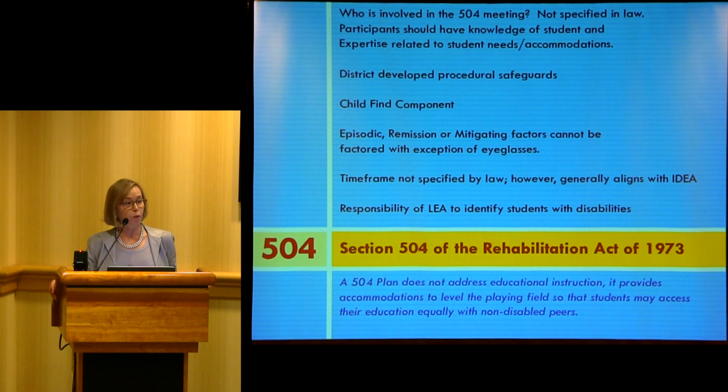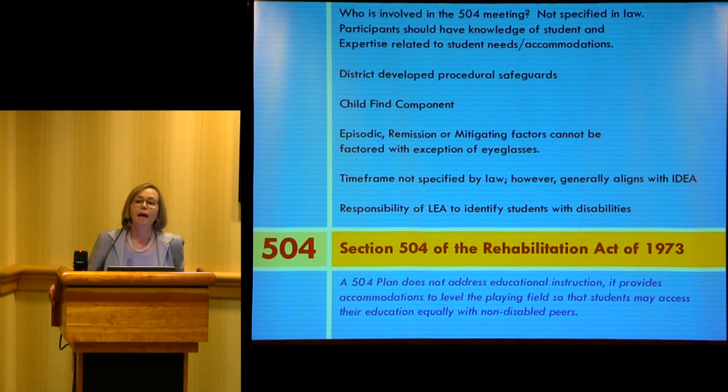Now, the one thing that's very important to note here is that episodic conditions in remission or mitigating factors cannot be factored in to the 504 decision. The condition must be considered when it is in full force. In other words, if you have a child who has had a surgery that repairs the Chiari, the school administrator can't say, oh, well, you've had surgery and you're cured now, you don't need a 504. You must consider that this child has that Chiari and what it would be like if they did not recover well from that surgery and had never had that surgery. Does that make sense? Yes?